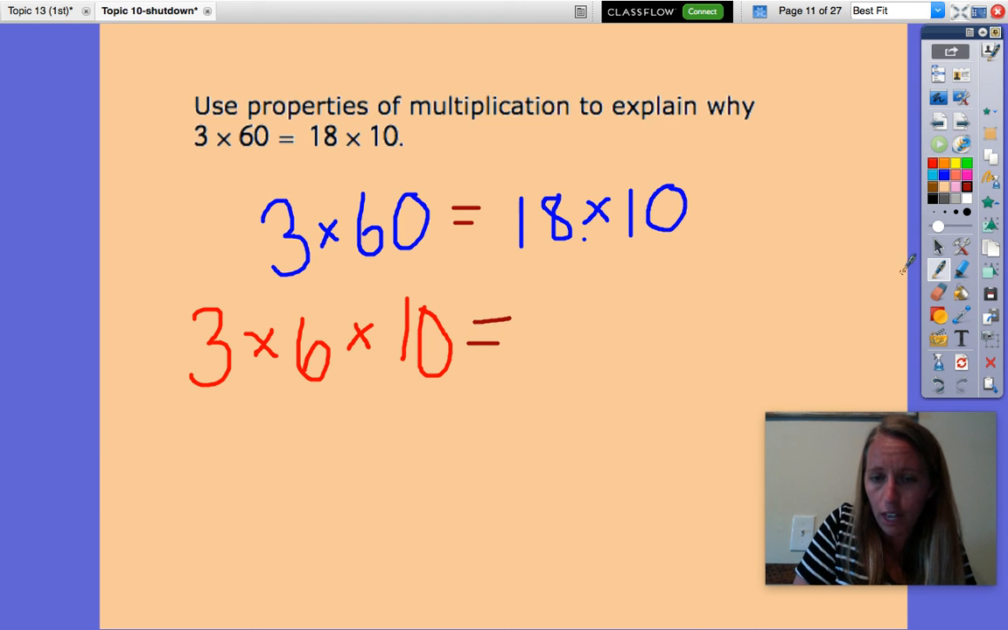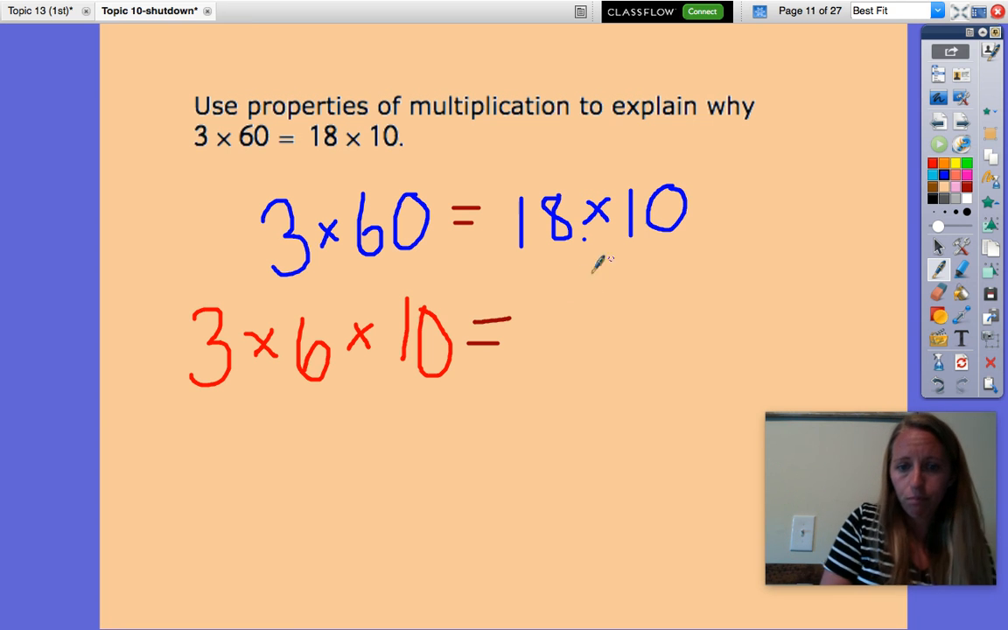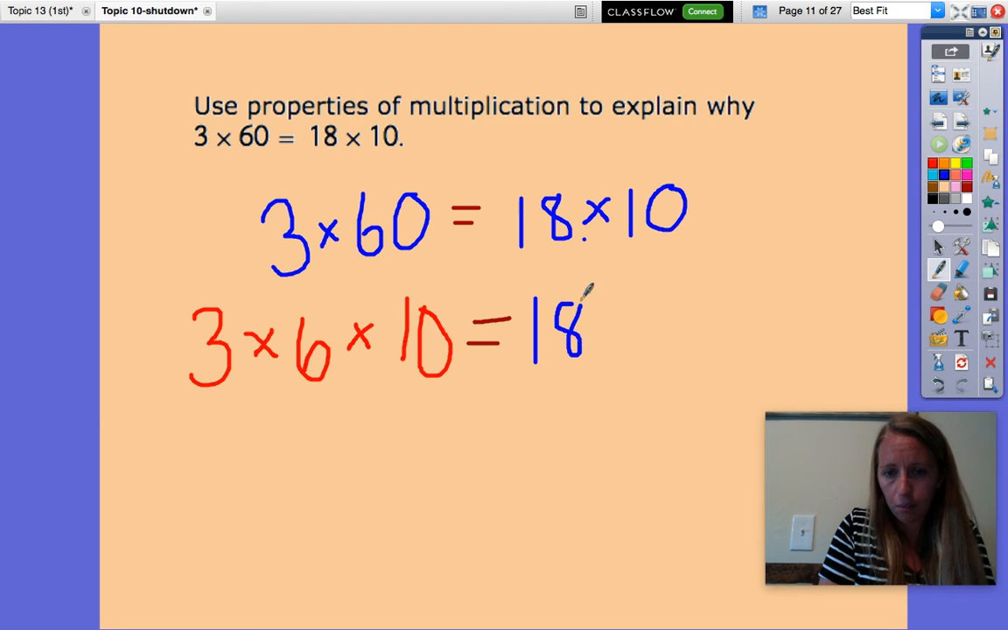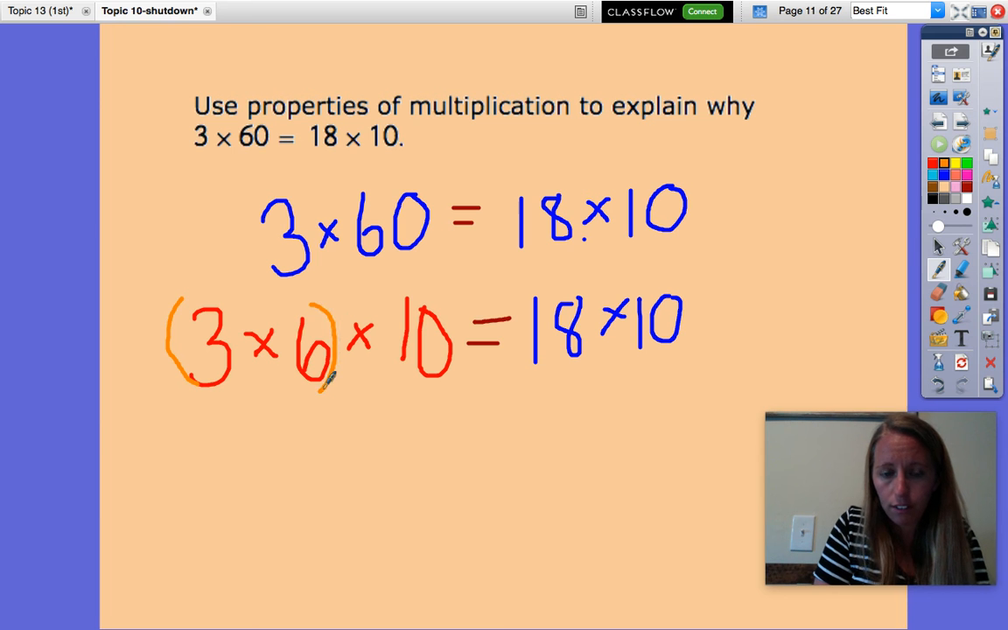And we're not going to do anything to this 18 times 10. It's still going to stay 18 times 10. We're going to prove that these are the same. I'm going to use the associative property to group 3 and 6. What is 3 times 6? 3 times 6 is 18. We bring down the times 10, and there you have it.